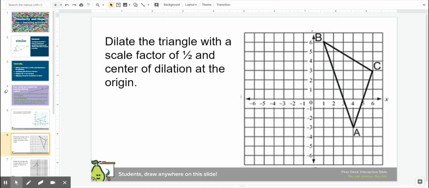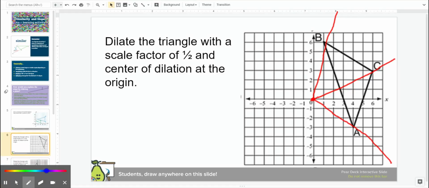All right, so they want us to dilate the triangle using a scale factor of 1/2, and the center of dilation is the origin. So in order for us to do this, we need to create rays that go from the center of dilation, which is the origin, through each point that we want to dilate. So normally we would use a ruler to do this, but I'm just going to go ahead and freehand as best I can. So we are going to go along the rays we just created.